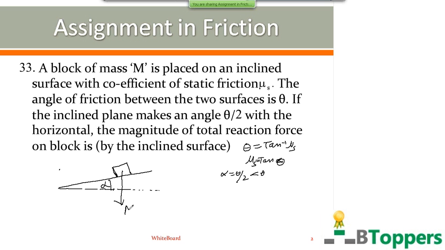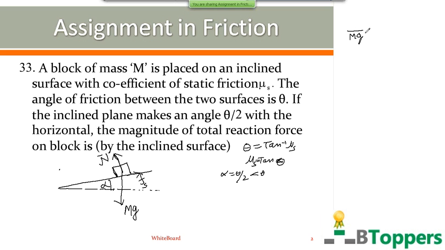Three forces act on the block as I discussed before. The weight mg acts vertically downwards. The normal reaction force acts perpendicular to the inclined surface. The frictional force on the block by the inclined surface acts tangential to the inclined surface and up along the inclined surface. Because the block is at rest, the resultant force on the block is 0.